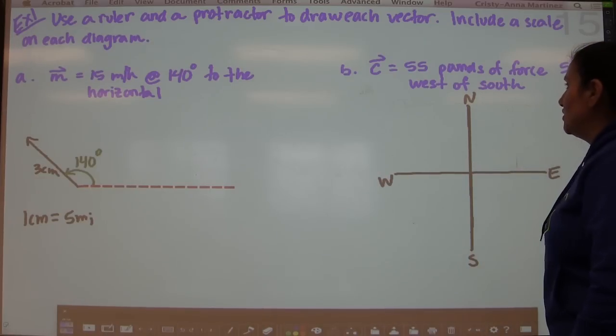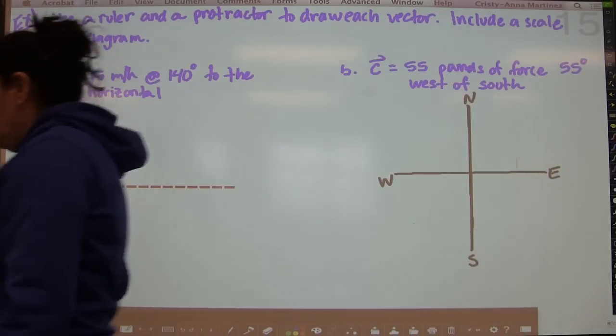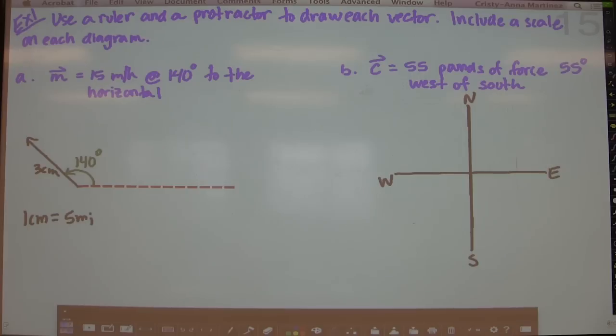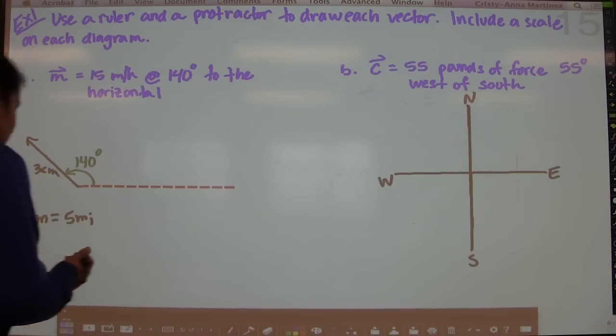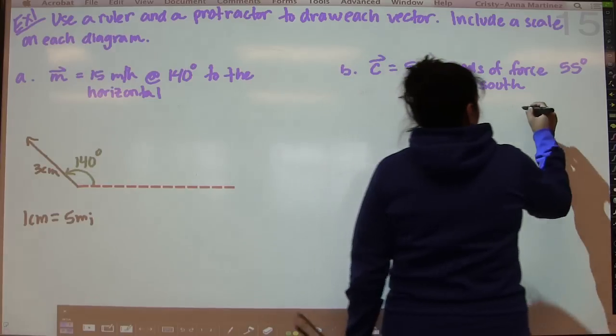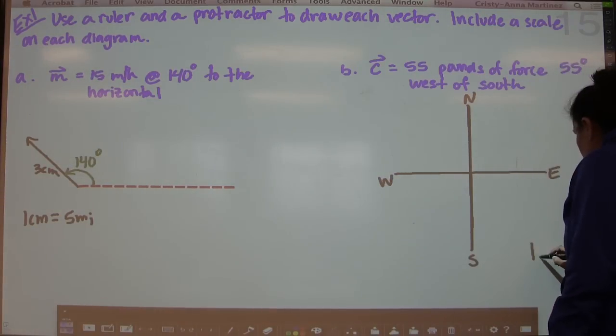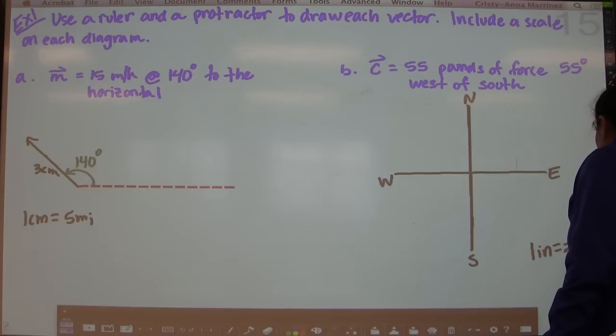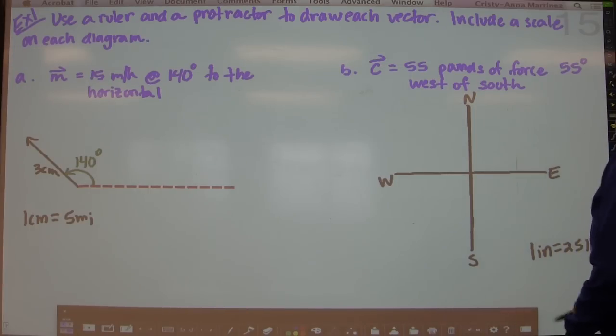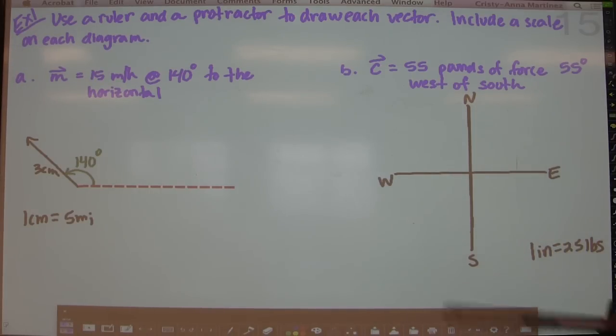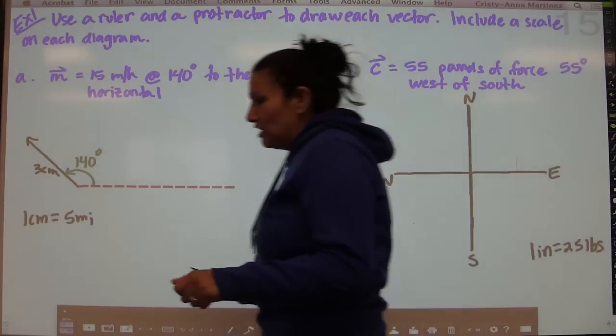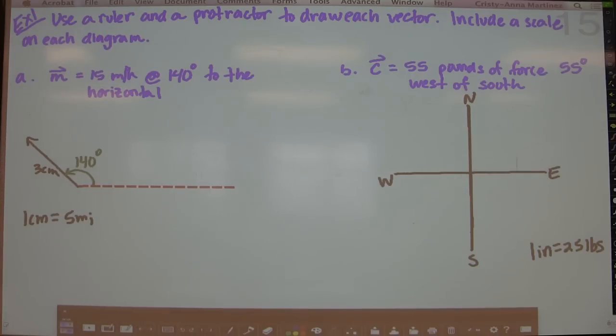All right, but the first thing we have to do also is this whole 55 pounds of force. So again, we're going to be using a scale. I think a good scale would be for us to use inches. So let's say that 1 inch is equal to 25 pounds. If 1 inch is equal to 25 pounds, then you want to take 55 and divide it by 25, and you're going to get 2.2 inches. So when you draw your vector, you're going to want it to be 2.2 inches long.